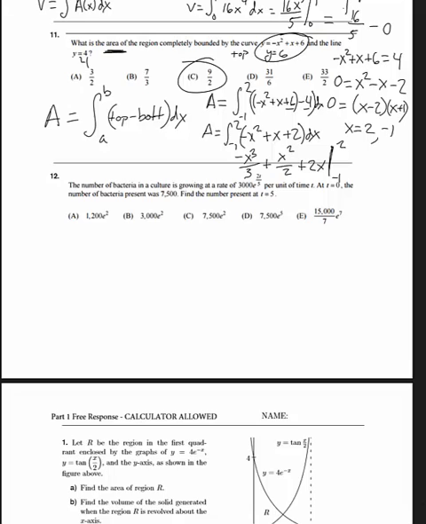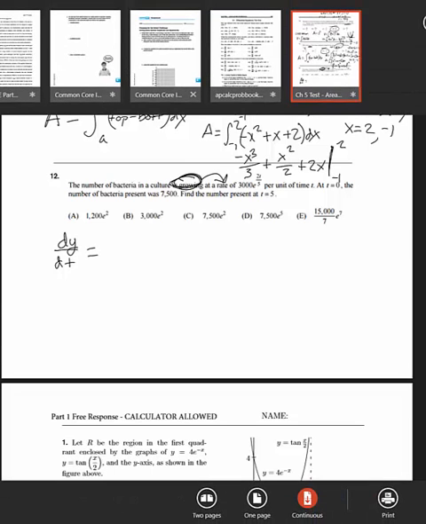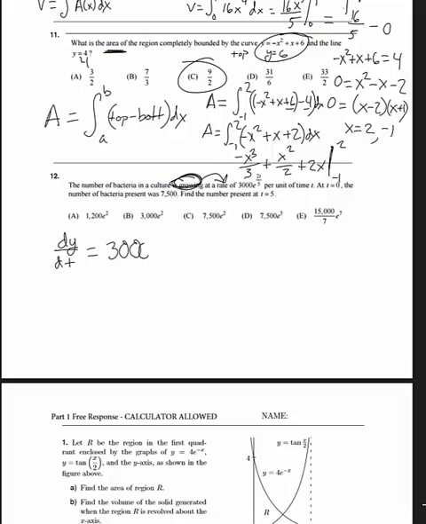Alright, and then the last question was definitely the most difficult question on here. It said the number of bacteria is growing at a rate of 3,000 e to the 2t divided by 5. This is kind of like that temperature problem you saw in one of those videos. But the key here is it's growing at a rate. So anytime you see that word rate, you think dy dx, or in this case for time, dy dt equals 3,000 e to the 2t over 5.